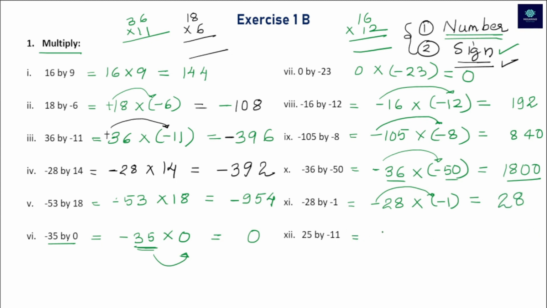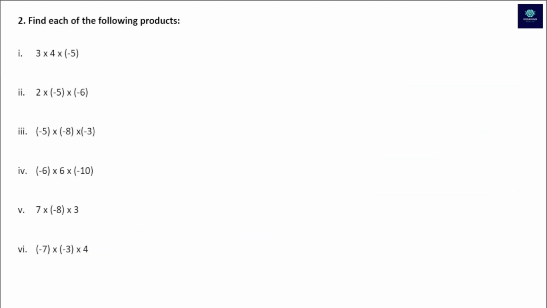Now coming to question number 12. 25 into minus 11. So multiply 25 and 11. You get here 275. And now 25 is a positive number. So plus minus will give us minus. So our answer is minus 275.